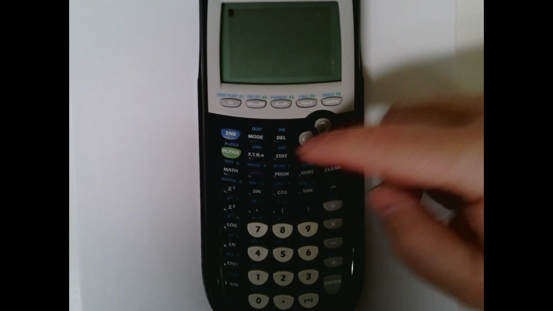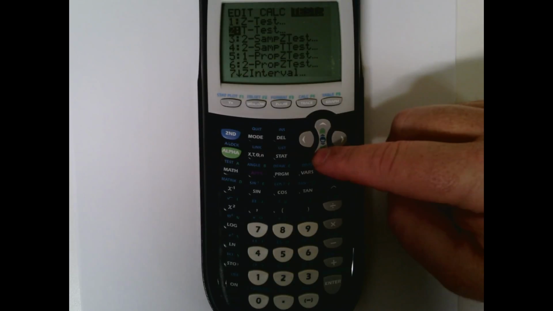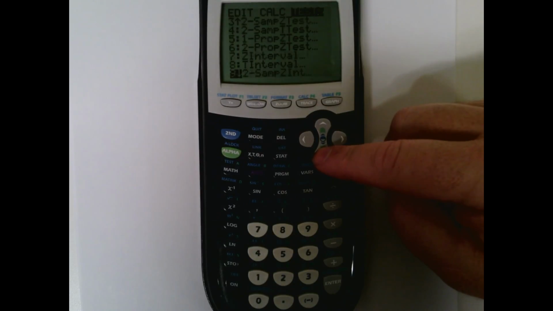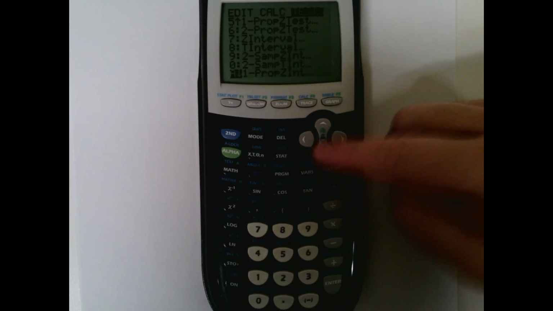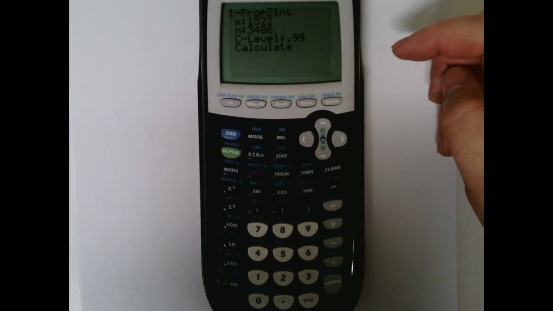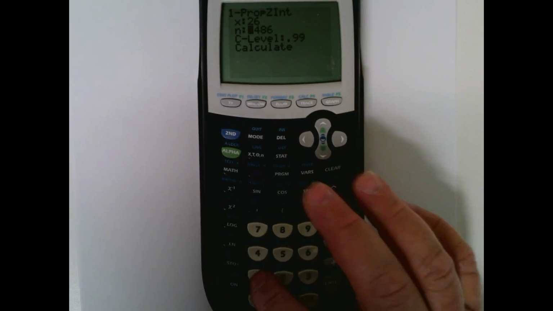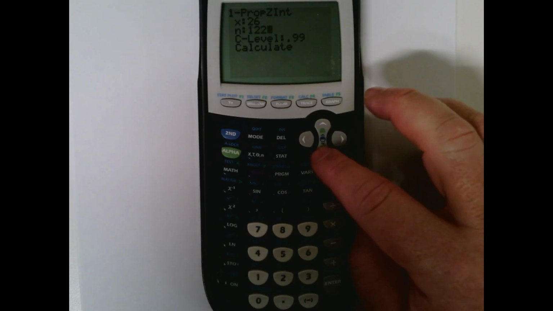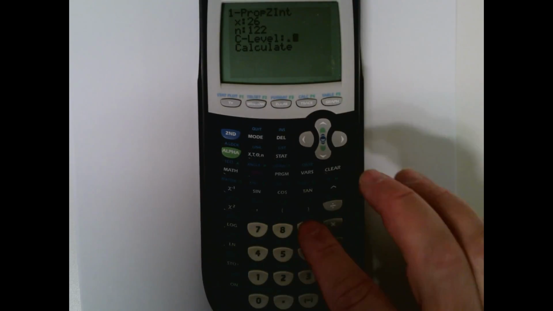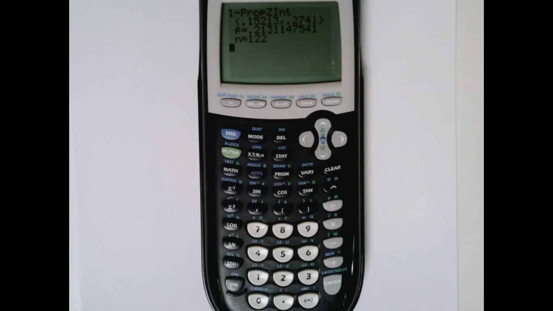So again, on the calculator, this time we go to Stat, over to Test, and this time we're looking for 1-proportion Z interval, and we put in our X, which was 26. We plug in our N, which is 122, and our confidence level, 90%. Hit calculate, and we have our interval from 15.2% to 27.5%.